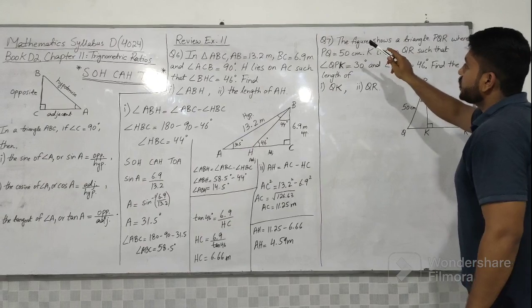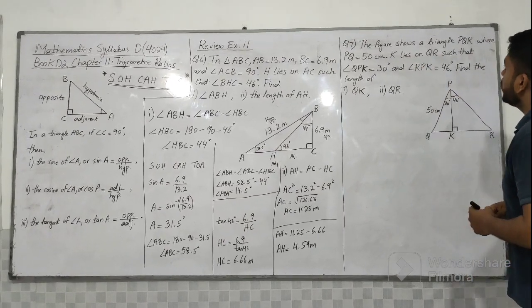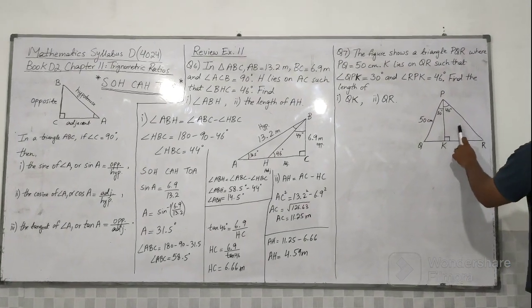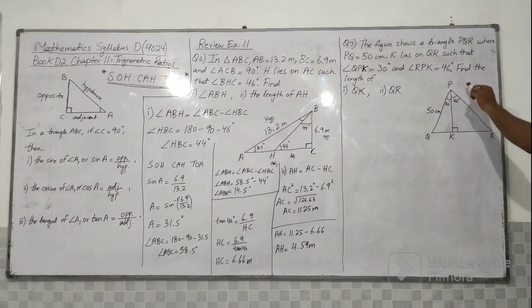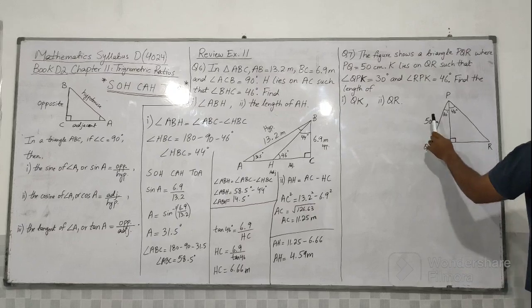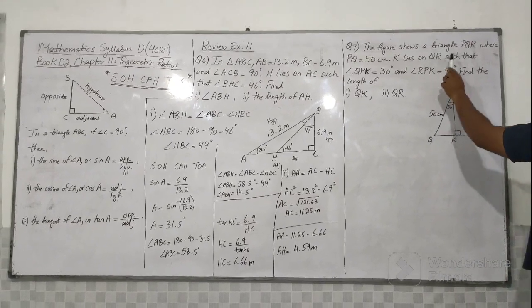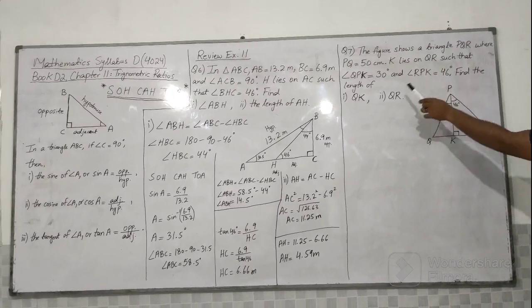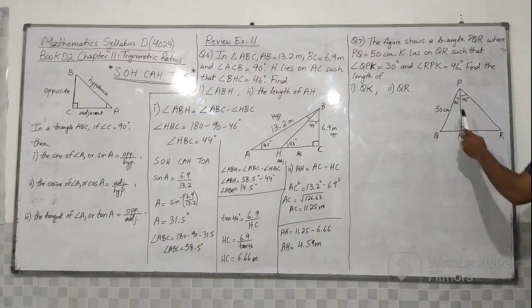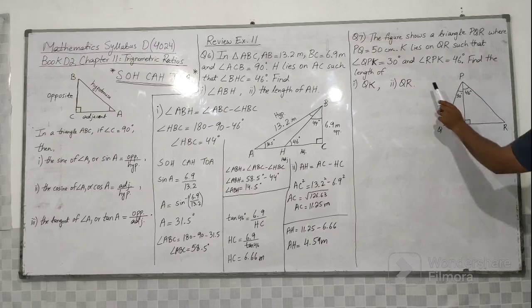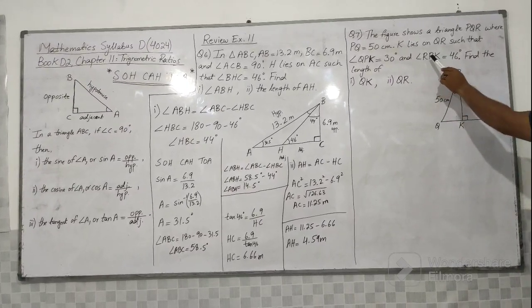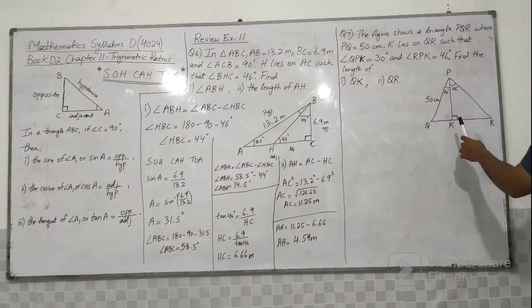Now moving on to question 7 of review exercise 11. So we have a triangle here, or the figure which shows a triangle PQR, where PQ equals 50 cm, K lies on QR, such that angle QPK equals 30 degrees and angle RPK equals 46 degrees.